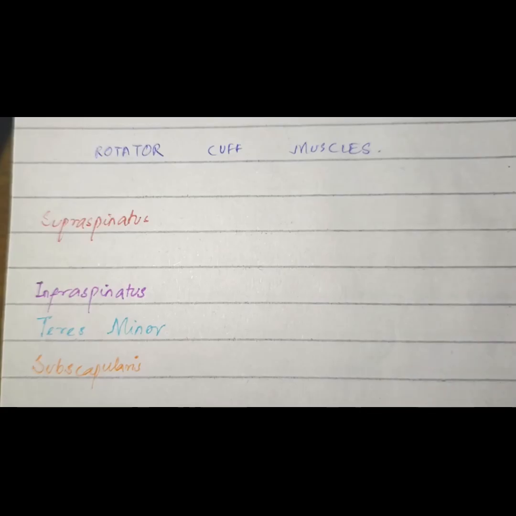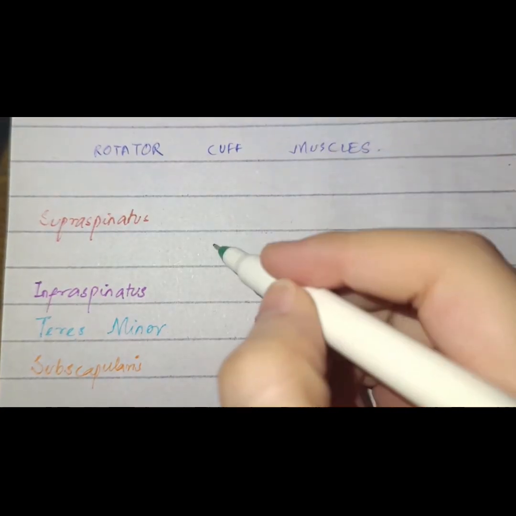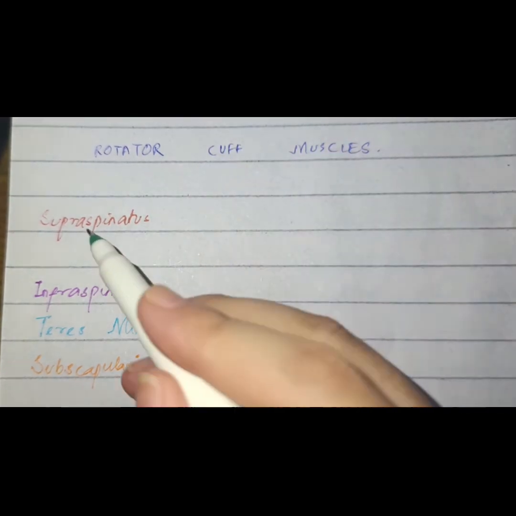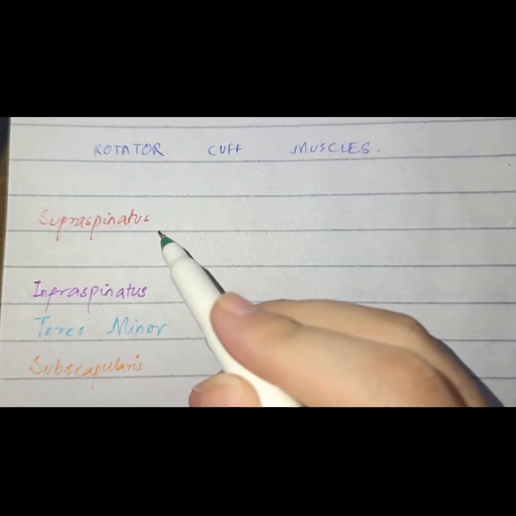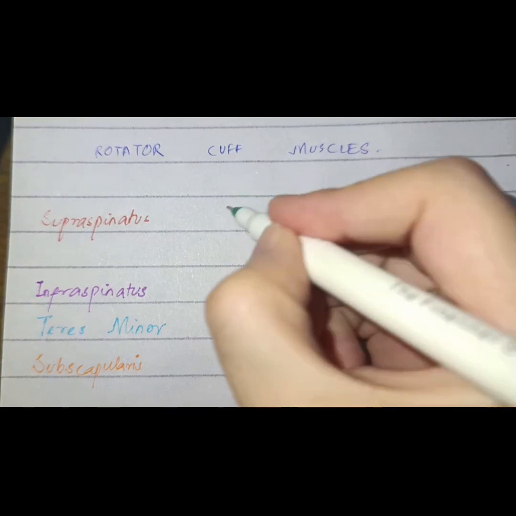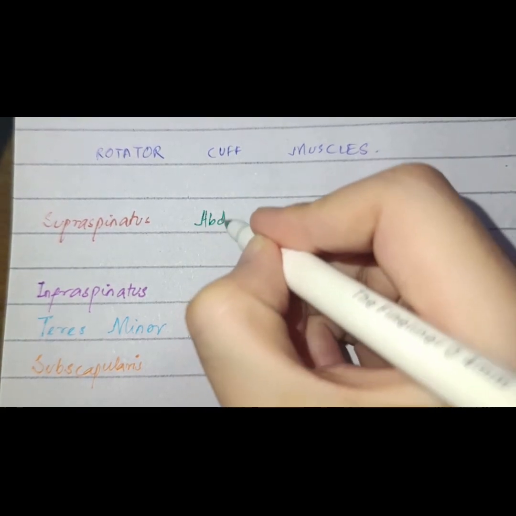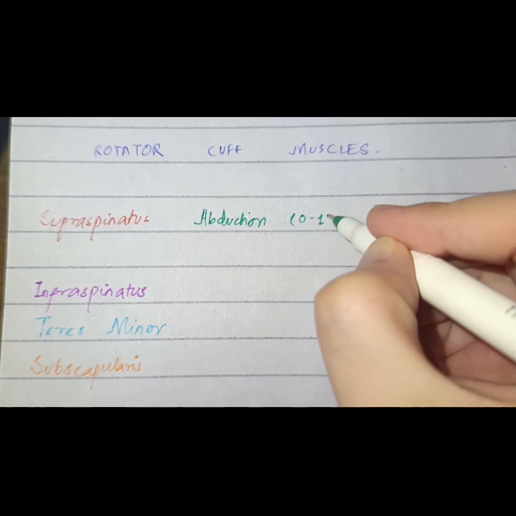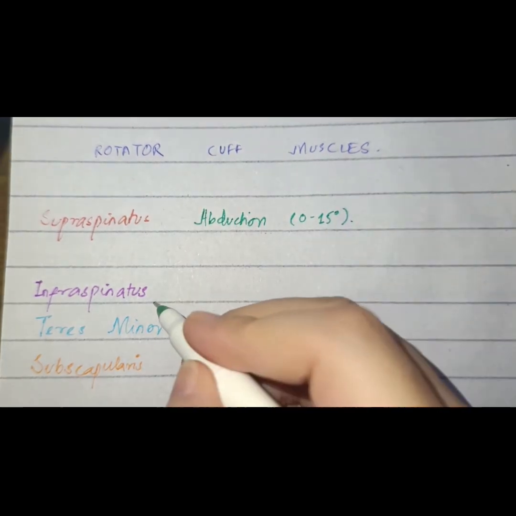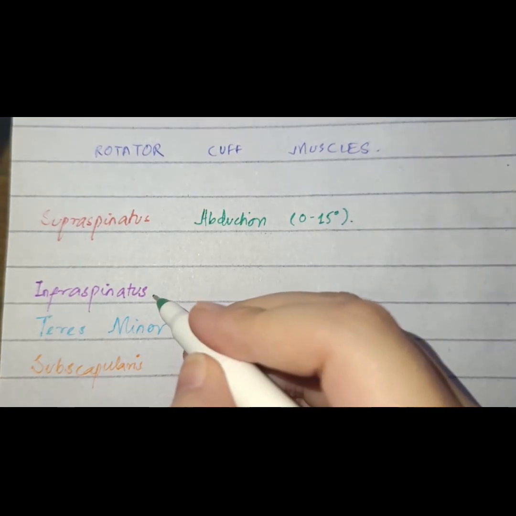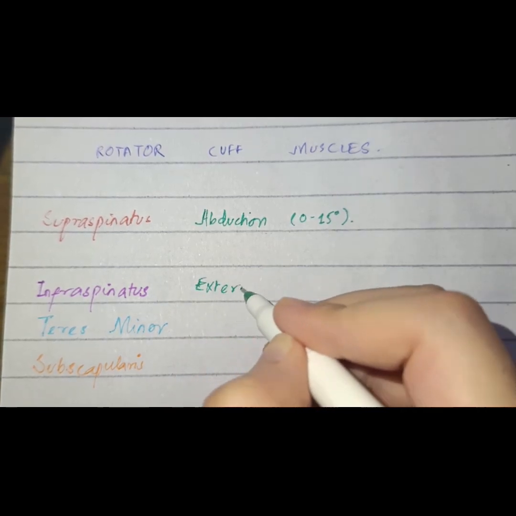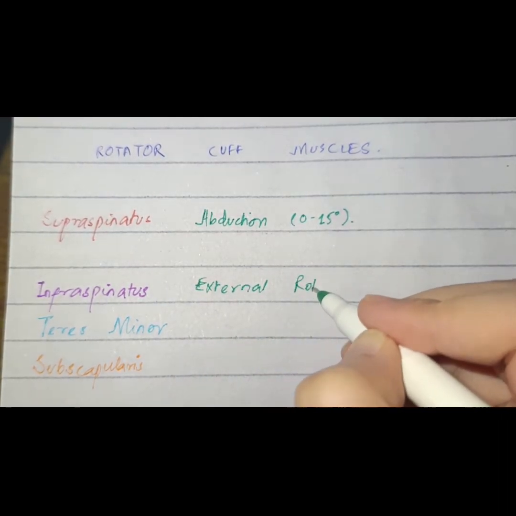Okay, so now we'll look at the functions and nerve supplies of these SITS muscles. So first is supraspinatus. Supraspinatus function is abduction, and that too initial abduction, which is from 0 to 15 degrees. Then comes infraspinatus. Infraspinatus does external rotation. So this is your external rotation.